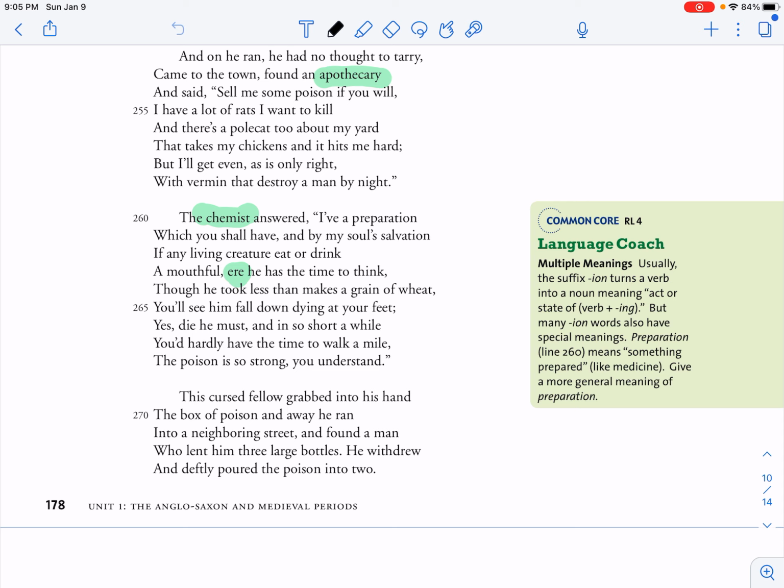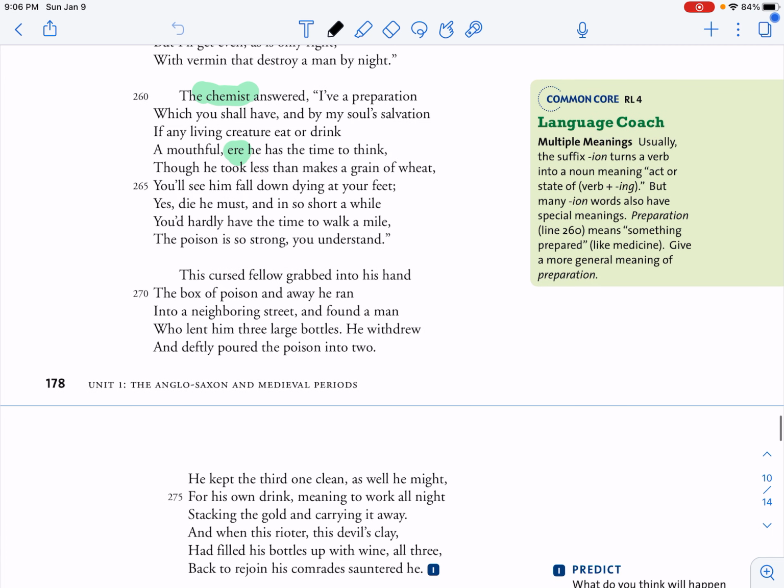Came to the town, found an apothecary, and said, sell me some poison, if you will. I have a lot of rats I want to kill. And there's a polecat, too, about my yard that takes my chickens and it hits me hard. But I'll get even, as is only right, with vermin that destroys a man by night. So he tells the apothecary, I want poison because I want to poison some rats that are in my yard, and there's a cat that keeps eating my chickens, and I want to kill the cat.